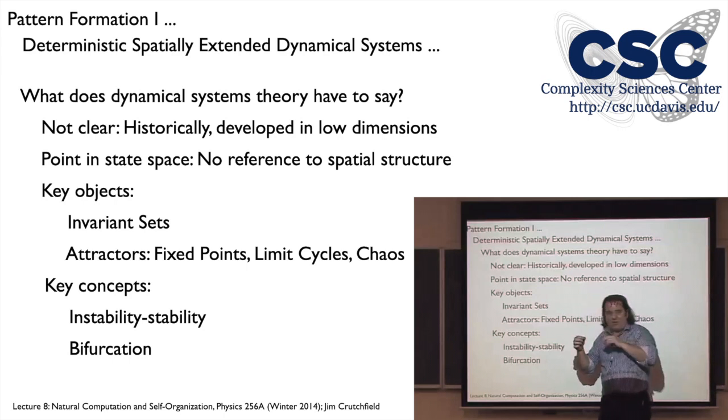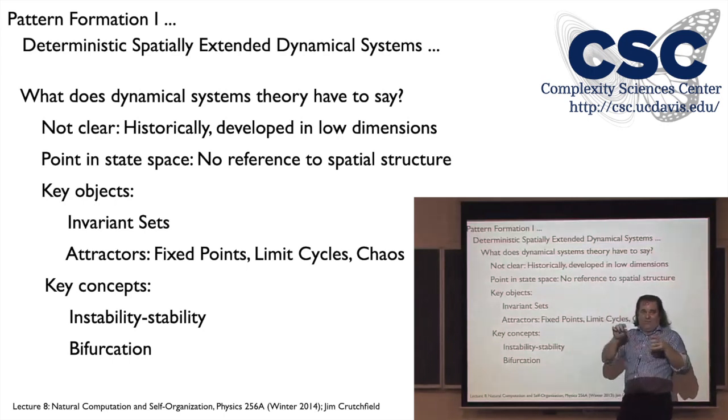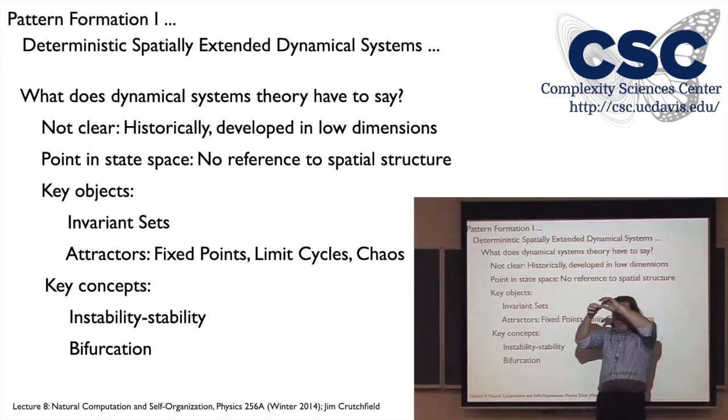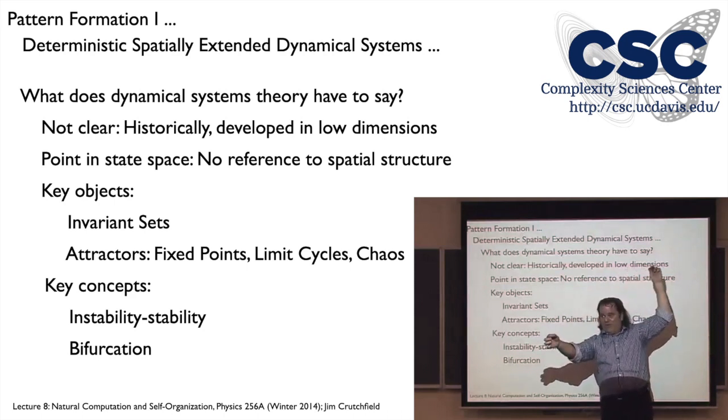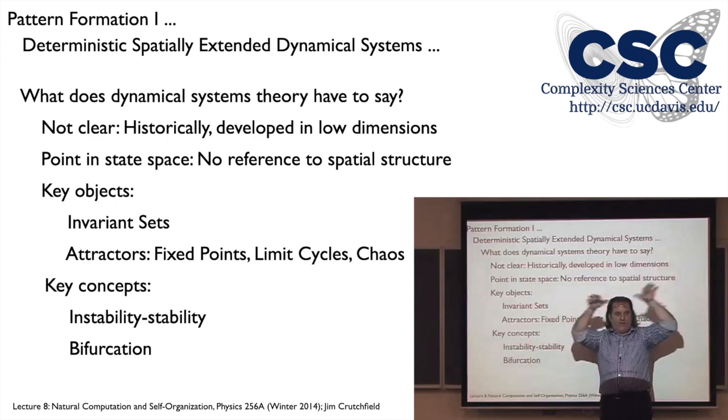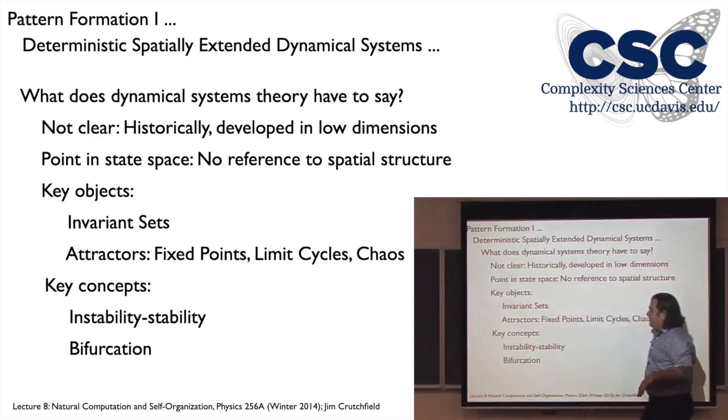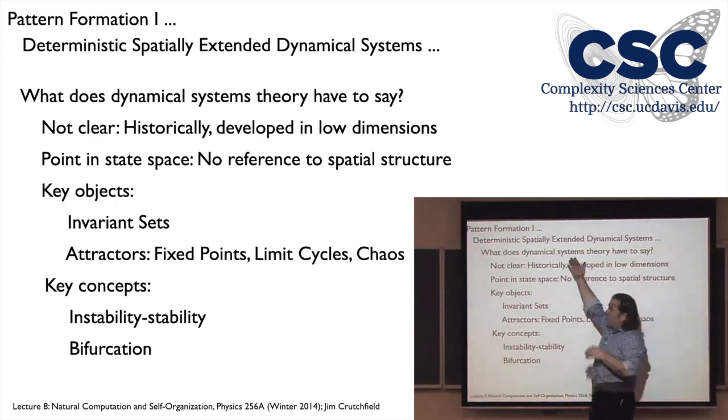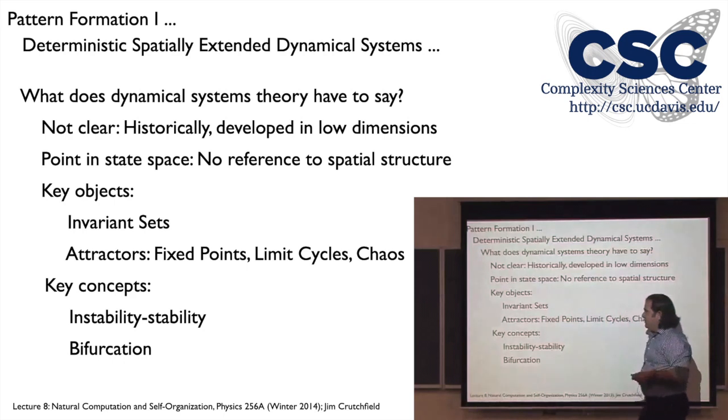There's no internal structure. Whereas now, the states are points in this infinite dimensional space, but if we look inside, it's actually this infinite vector of numbers over the lattice, and there is this notion of contiguity and closeness. So dynamical systems theory proper doesn't immediately address that, kind of throws that information away, and perhaps that's some deficit.